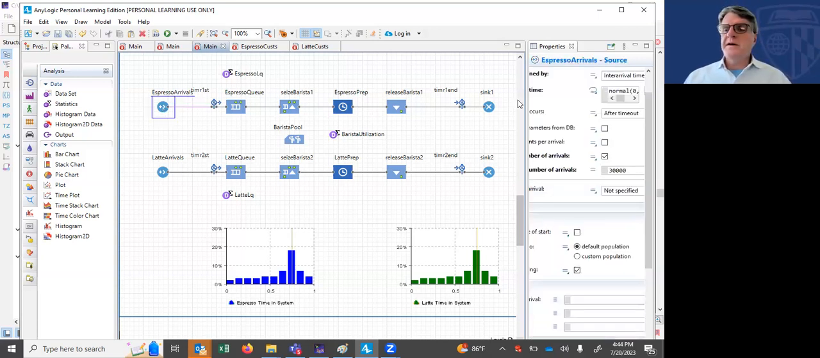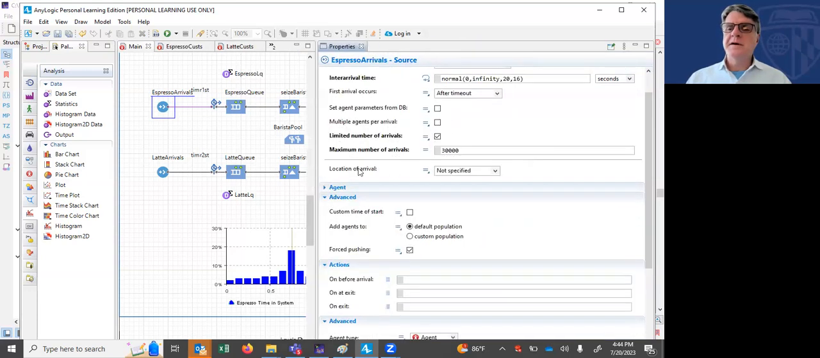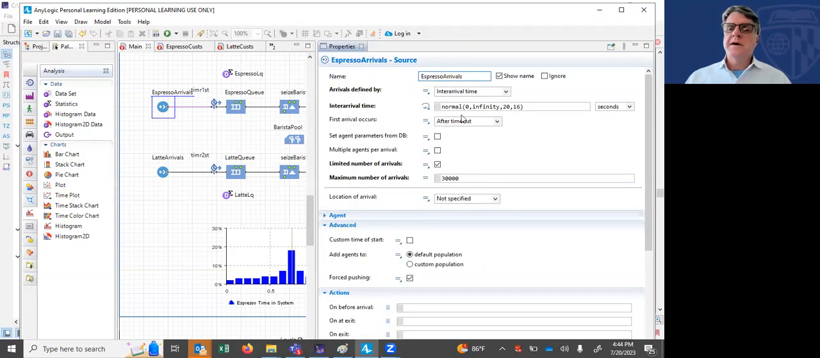I've selected here a truncated normal distribution for the inter-arrival time. I want to just expand that for you. Perhaps I can slide this all the way to the left here to get that to show. Yeah, there it is. So it's truncated. The minimum value is 0, the maximum value is infinity, and then the mean is 20, and the standard deviation is 16. So I went ahead and figured out what that standard deviation is for the espresso inter-arrival distribution.